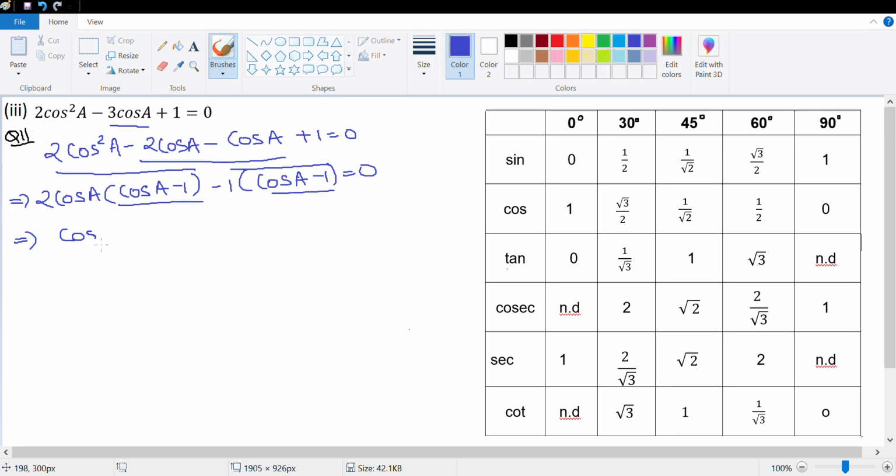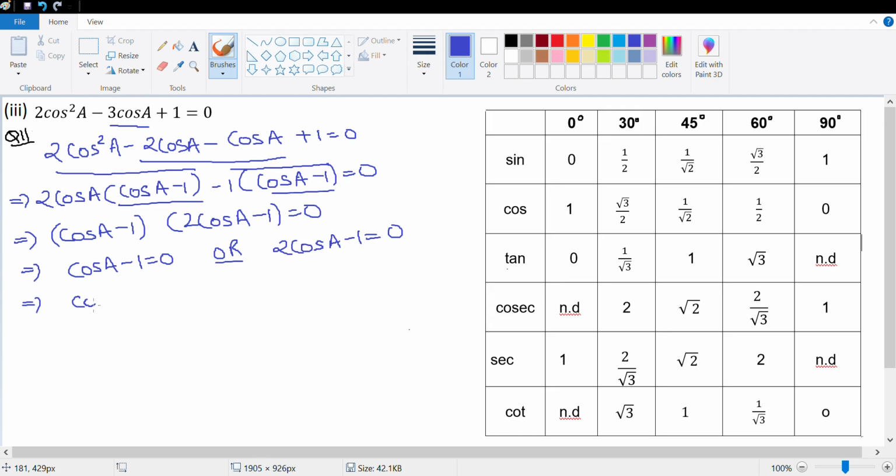So I have cos a minus 1 times 2 cos a minus 1 is equal to 0, which means either term 1 is 0, which is cos a minus 1 is equal to 0, or the second term is 0, which means 2 cos a minus 1 is equal to 0. The first term becomes cos a is equal to 1, or the second term becomes cos a is equal to half. Since cos 0 degree is equal to 1, which is given equal to cos a, therefore a is equal to 0 degree.